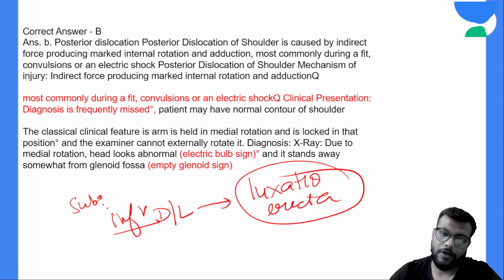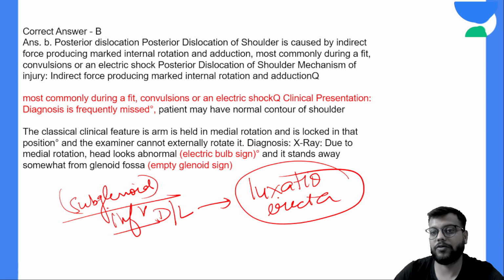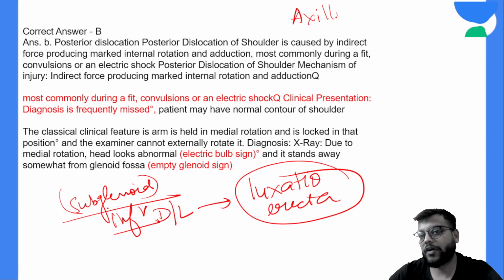Most common nerve injured in any shoulder dislocation is the axillary nerve, which affects the deltoid. So deltoid paralysis with regimental badge sign.